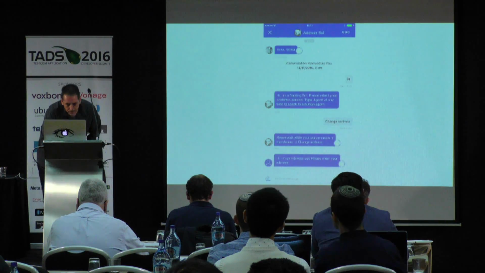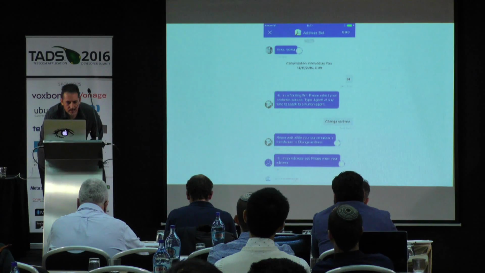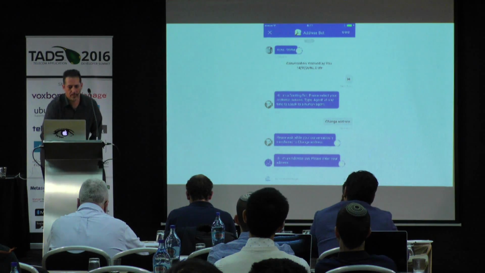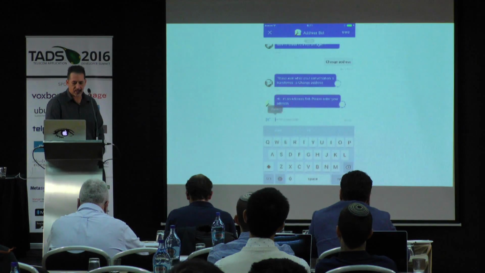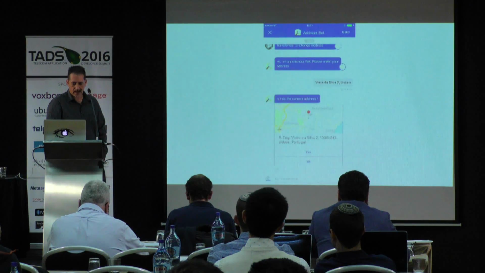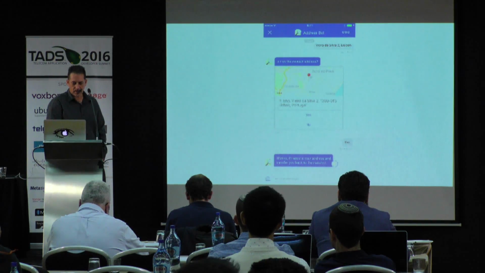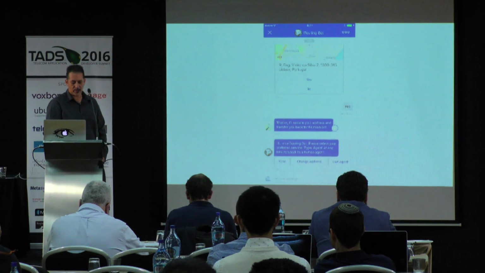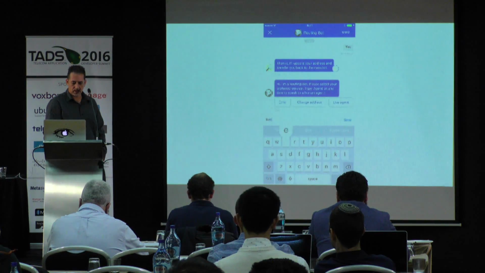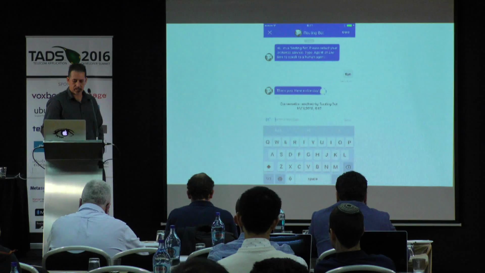Okay, so the routing bot asks, how can I help? And he wants to change address. So the address bot now answers and asks to type the address. And I typed here a Lisbon address. It shows it on the map. And then the user accepted it. And it says, OK, great, I'll update it and return you back to the main bot. And it just ends the conversation.